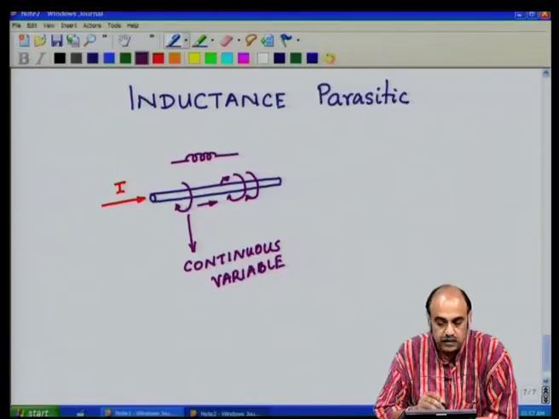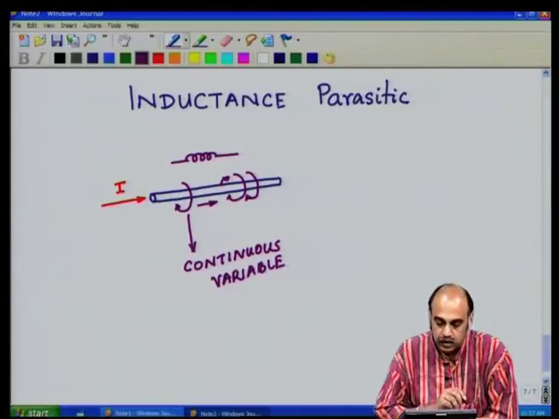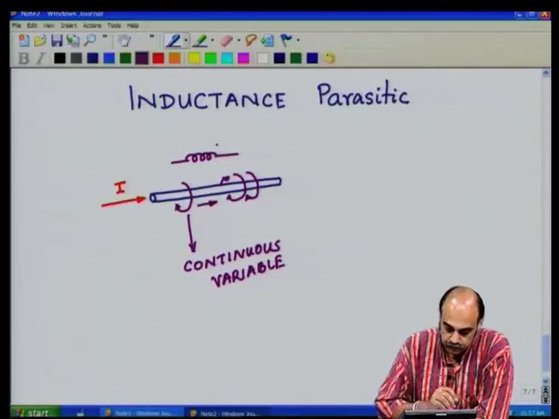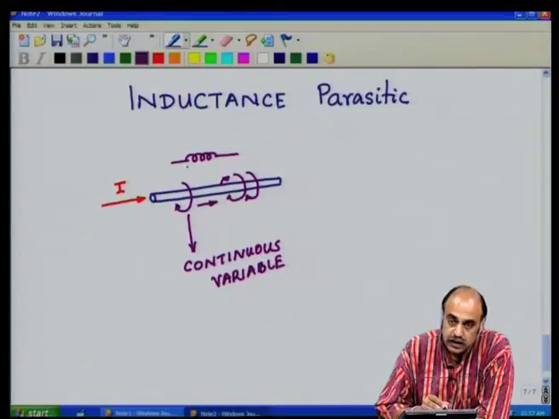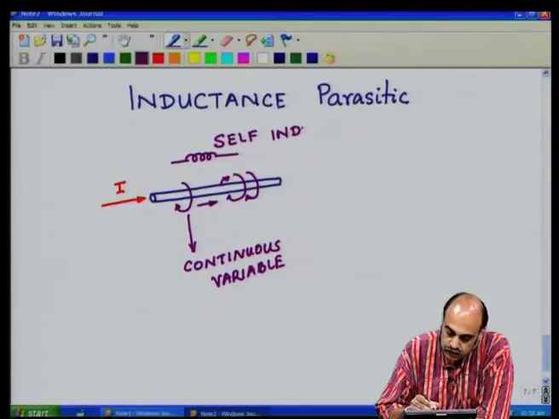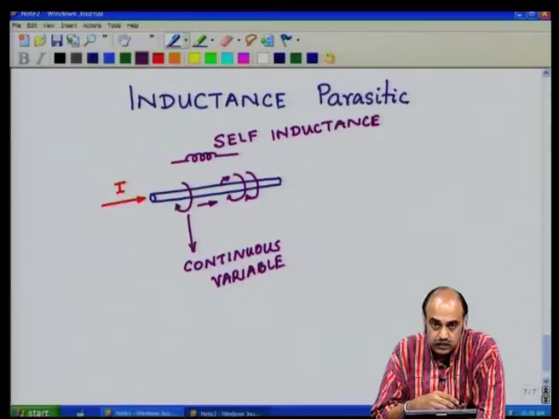Equivalently, when there is any flow of current, there is a flux set up around the conductor, and some energy is stored, and that energy is a continuous variable. So, you cannot immediately remove it or immediately put energy into it. So, there is some dynamics involved. Now, this is called the self inductance of the conductor. This is one such issue that you will come across.